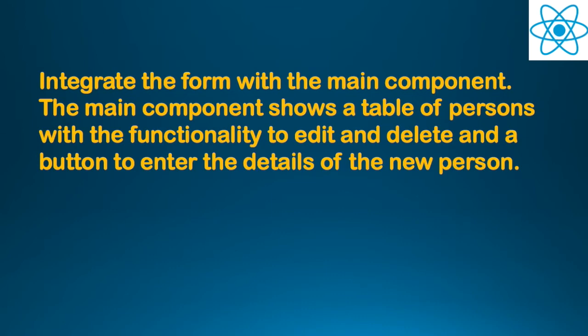What does the next exercise say? Integrate the form with the main component. This is something we had done in our previous video also with the text fields. We had integrated it with the main component. The main component shows a table of persons with the functionality to edit and delete and a button to enter the details of the new person. So what we will do is pick up exactly the same main component that we had last time and just make those changes and see how this works.